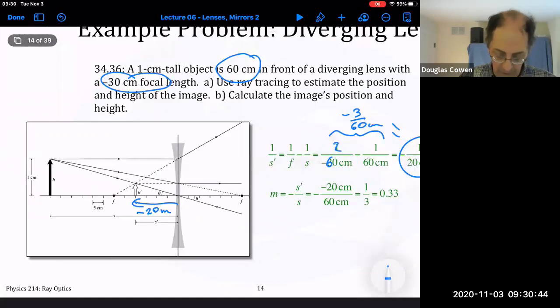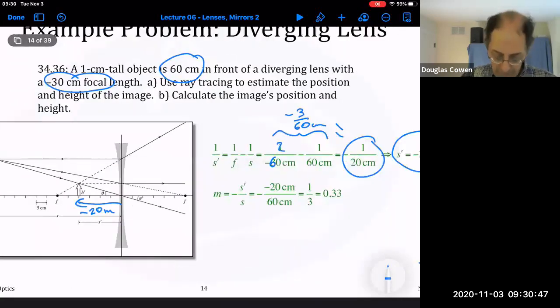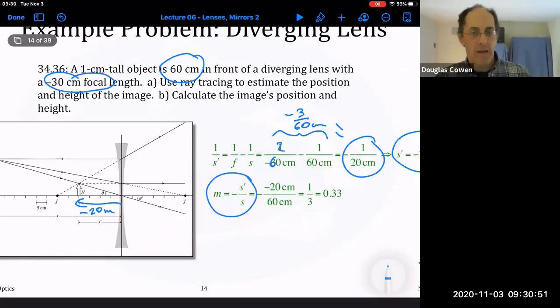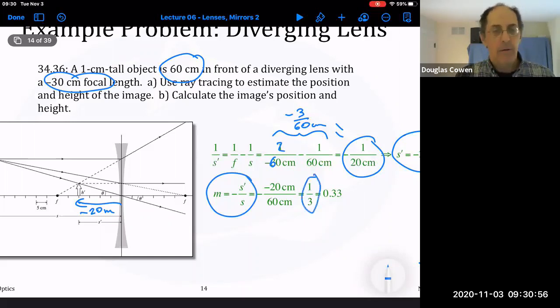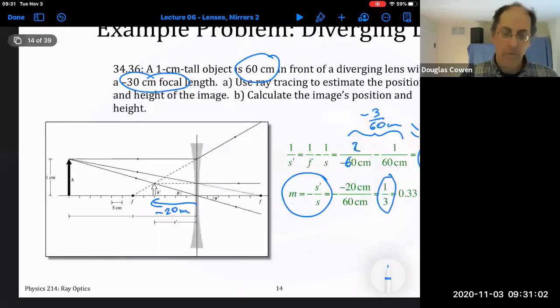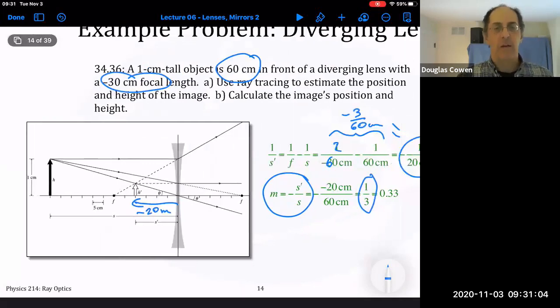And we can also calculate how big the image will be by using this expression, minus S prime over S. And if you do that, you get a positive 1/3, which tells you two things. The positive sign tells you that the image has the same orientation as the object. So in this case, they're both upright, pointing up. And the magnitude, the 0.33, tells you that the image is 1/3, in this case, the size of the object.